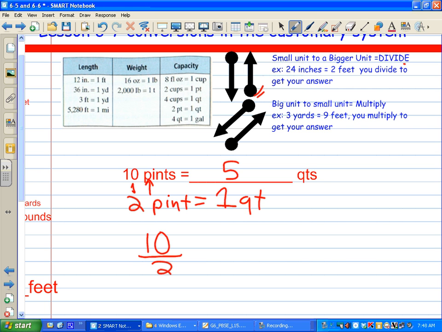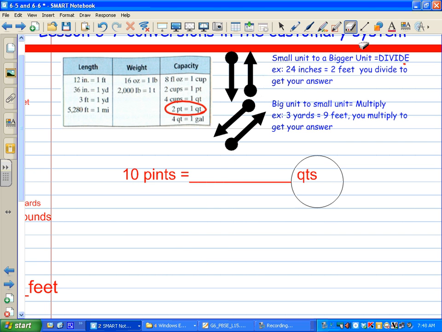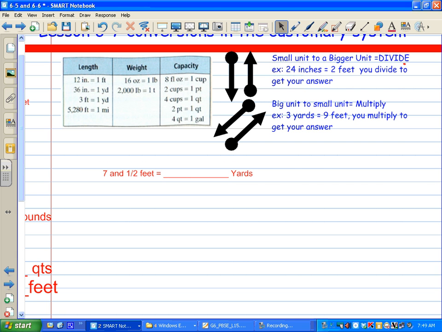Oh, I could have just checked this out. 2 pints equals 1 quart. You know, even Mr. Briggs doesn't always follow his own directions. See how much trouble it would have saved me had I just looked at that little conversion chart, which is in your book, by the way. Let's see if I can do better in the next one.